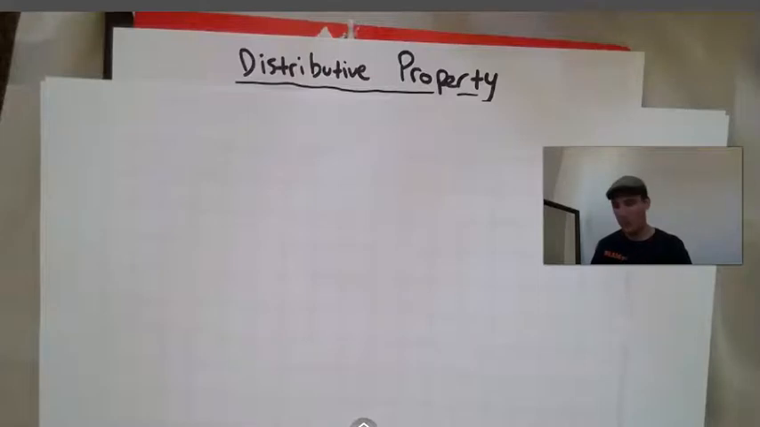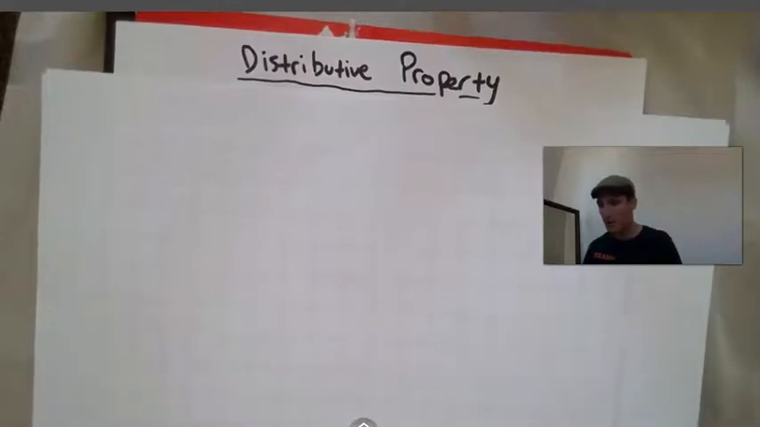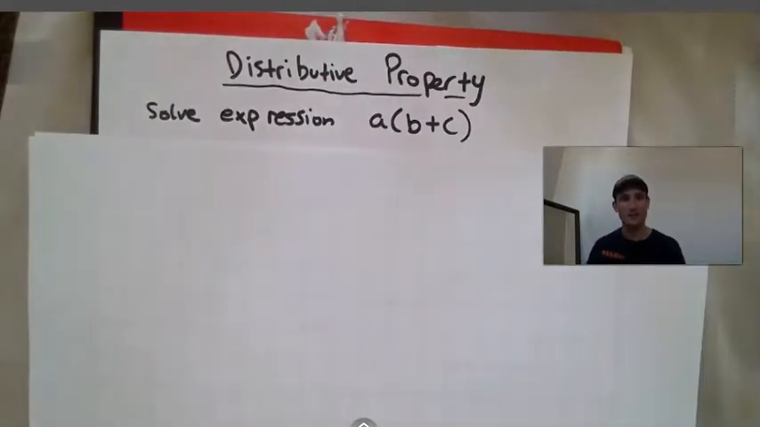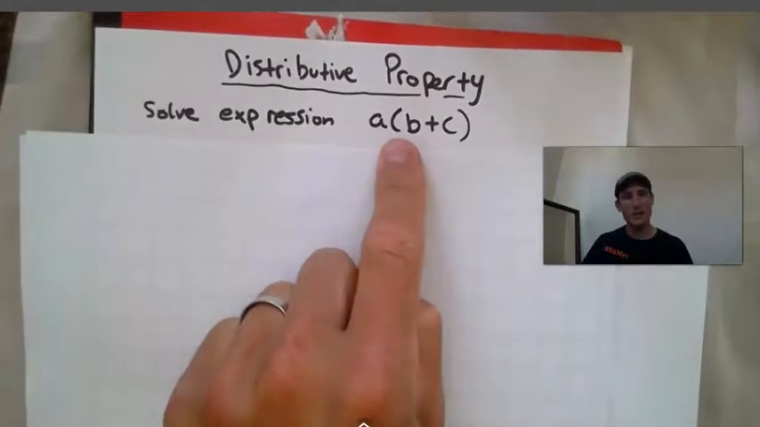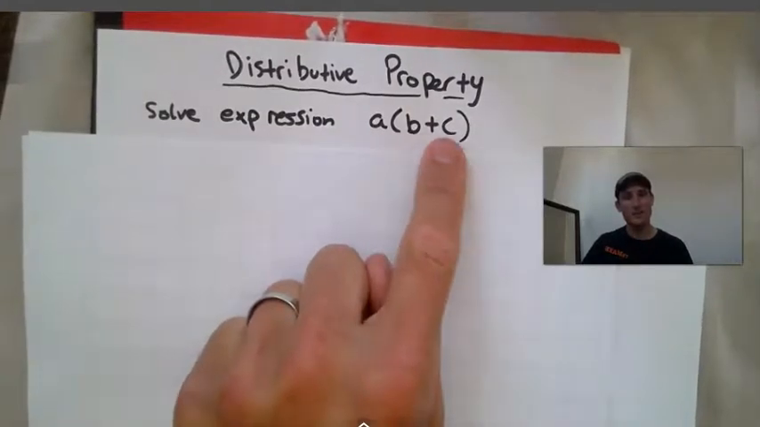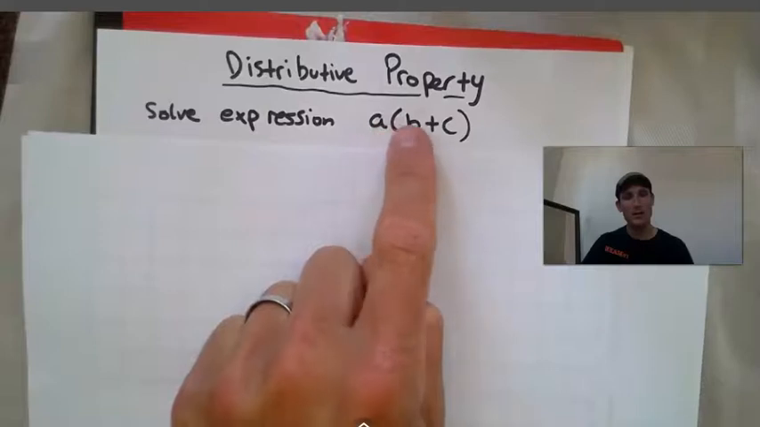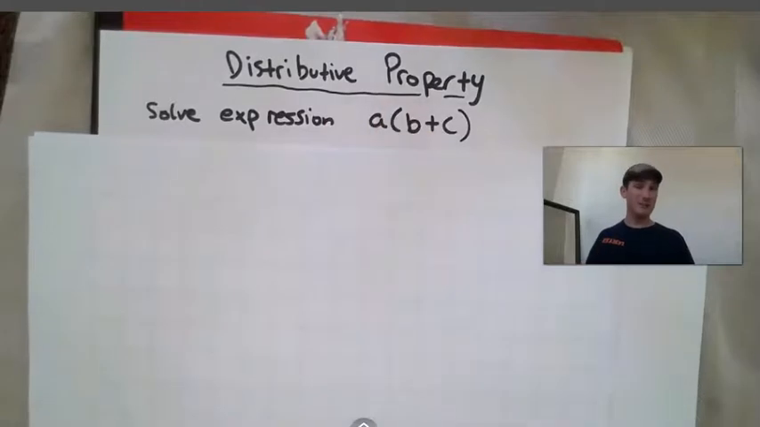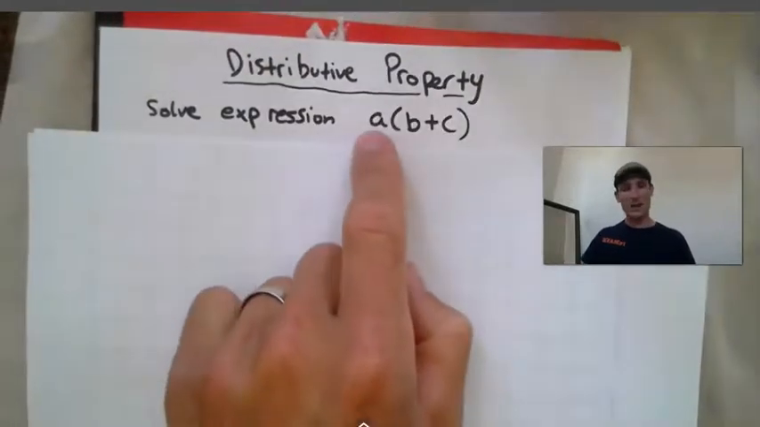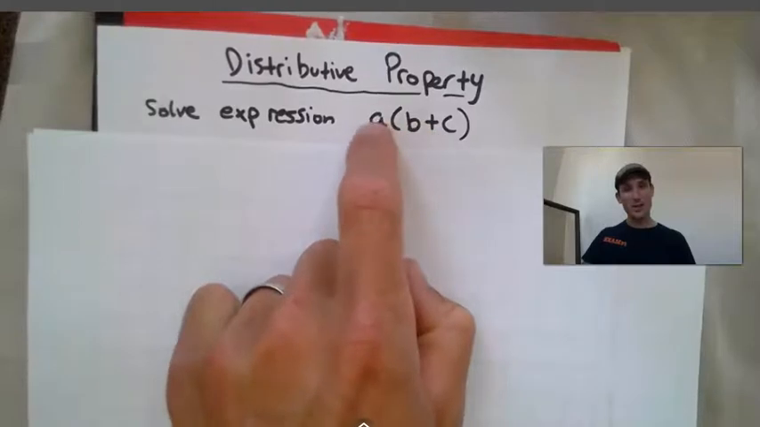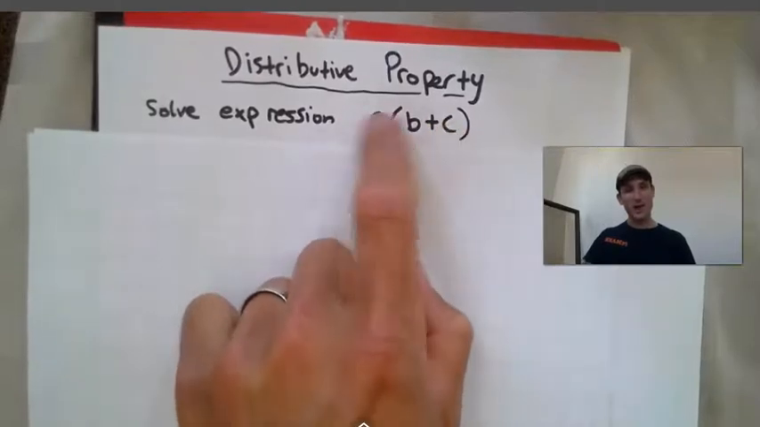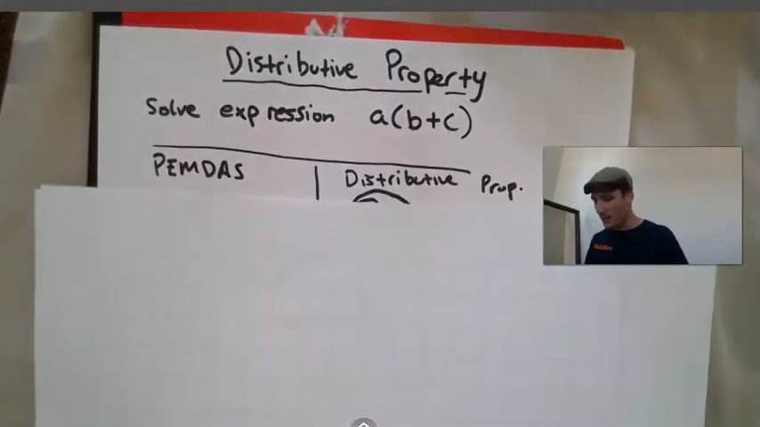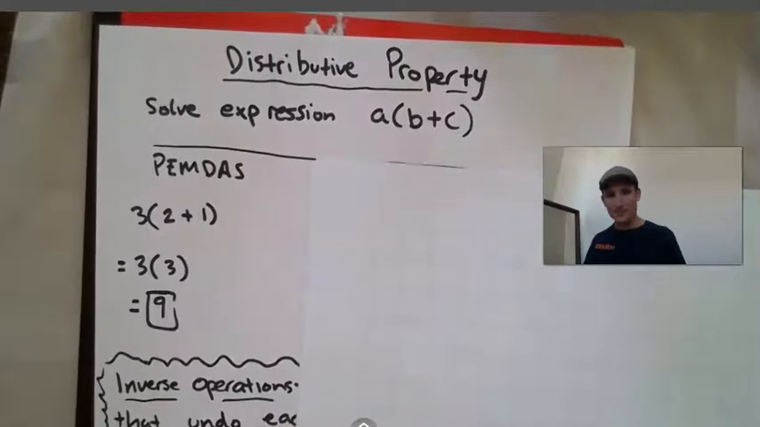Okay, so the way we use this in math, basically it helps us solve expressions in this format: a parentheses b plus c. Okay, a parentheses b plus c. Sometimes this is called the distributive property of multiplication because this A gets distributed to everything inside the parentheses and the operation is multiplication. So let's look at an example of that.